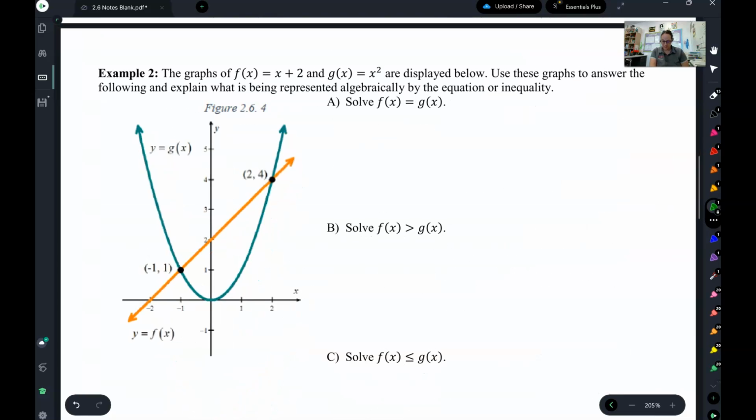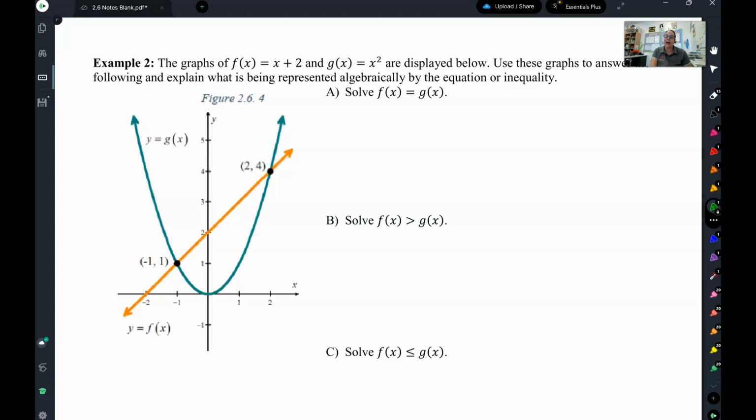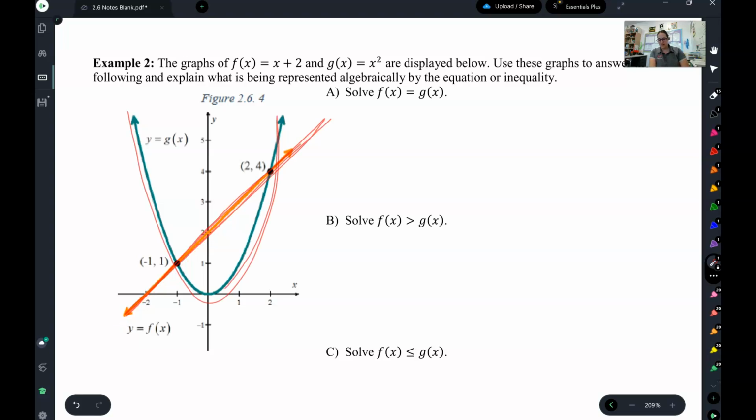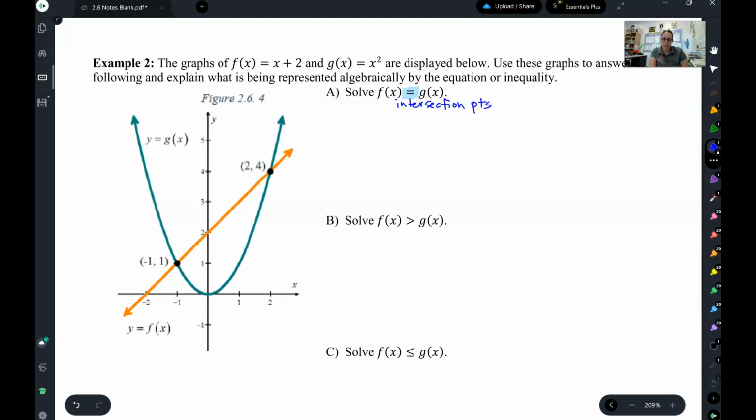So let's move on and do an example where I have the graphs drawn for you. This is f of x, so this is the graph of x plus 2. This is g of x, so the graph of x squared. And we're going to start by looking where f of x equals g of x. Now we know from what we just talked about that equals means the intersection points. And specifically, we'll do the x values of the intersection points.